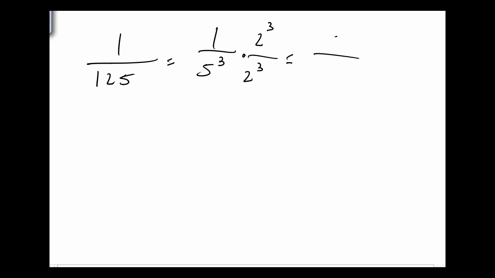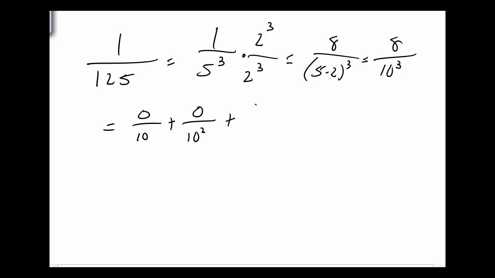Let's see, up top we get an 8. Down below we get 5 times 2 raised to the 3rd power. So that's 8 over 10 cubed. So that's 0 over 10 plus 0 over 10 squared plus 8 over 10 cubed. Okay, so as a decimal, that translates into 0.0008.